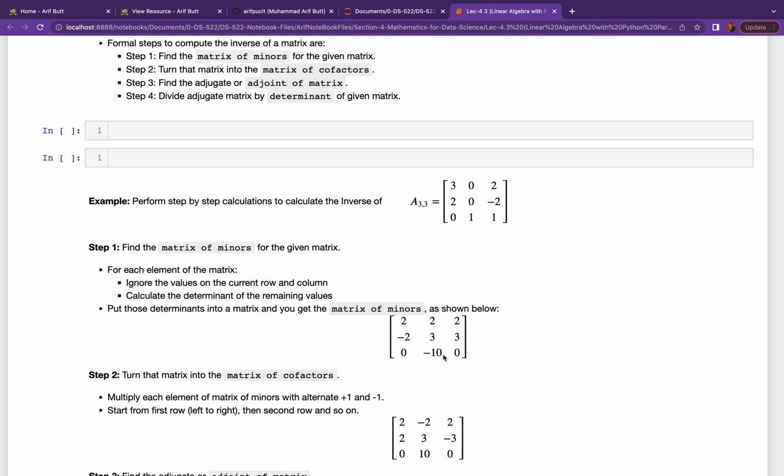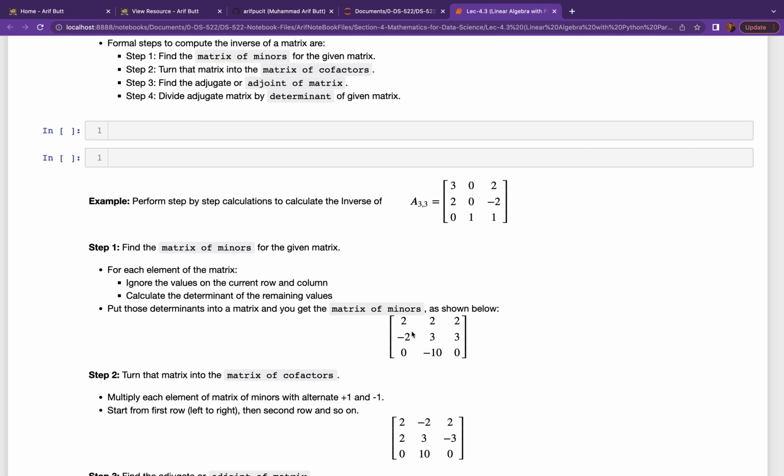Let me repeat it for this minus 10. Okay, so this one. For this location, you ignore this row and you ignore this column, and you get the matrix of minor as 3, 2, 2, minus 2. And to calculate the determinant, 3 to the 6, that is minus 6, and 2 to the 4. So minus 6 minus 4 is minus 10. So we have minus 10 over here.